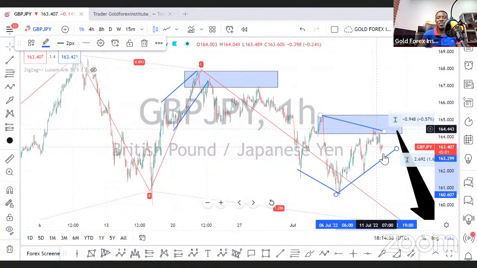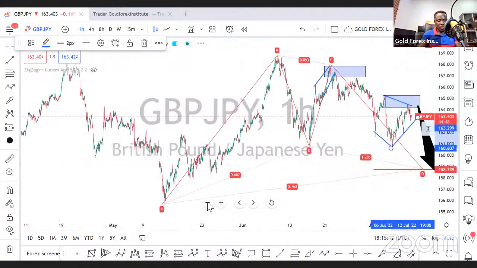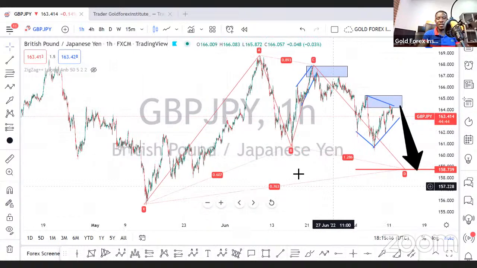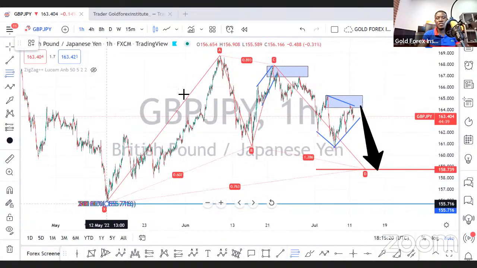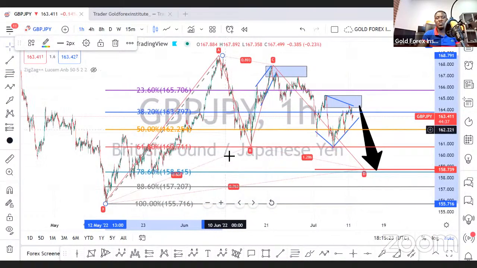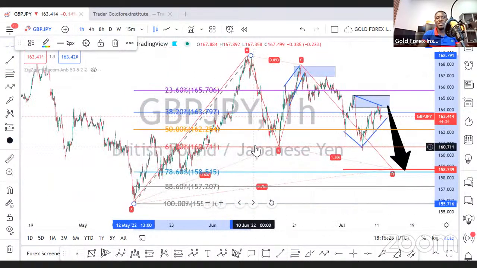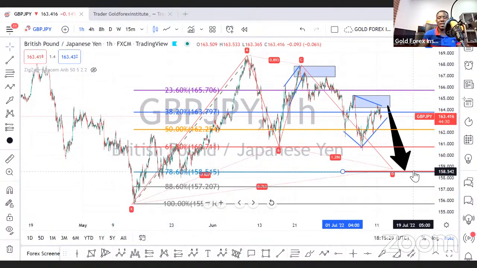Now I told you that the breakout of the C leg, this breakout of the dynamic support level, touch here, so it has to touch here. Once it breaks, we enter our sell, and that one will send us to the bottom over here, and this will actually complete. Let me check. 61.8, so it will come to 78.6, which will give us a Gartley pattern.